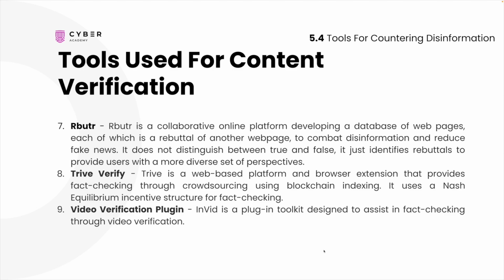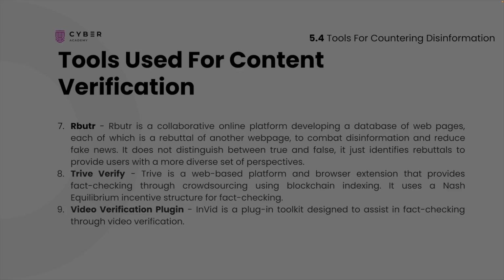Arbuter is a collaborative online platform developing a database of web pages, each of which is a rebuttal of another web page to combat disinformation and reduce fake news. It does not distinguish between true and false, it just identifies rebuttals to provide users with a more diverse set of perspectives. Thrive is a web-based platform and browser extension that provides fact-checking through crowdsourcing using blockchain indexing. It uses a Nash equilibrium incentive structure for fact-checking. InVID is a plugin toolkit designed to assist in fact-checking through video verification.